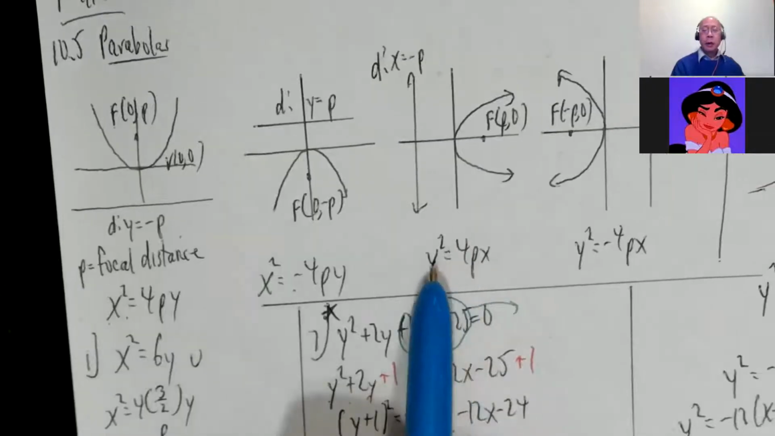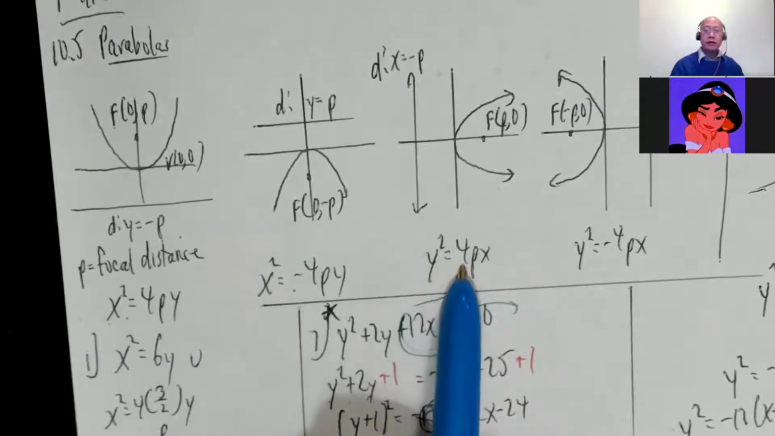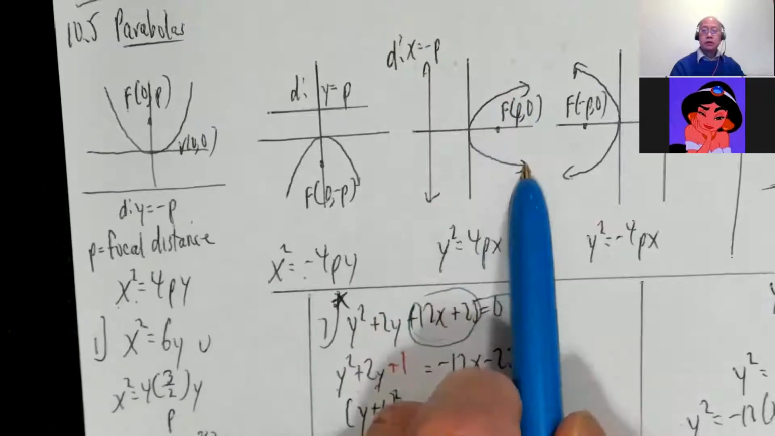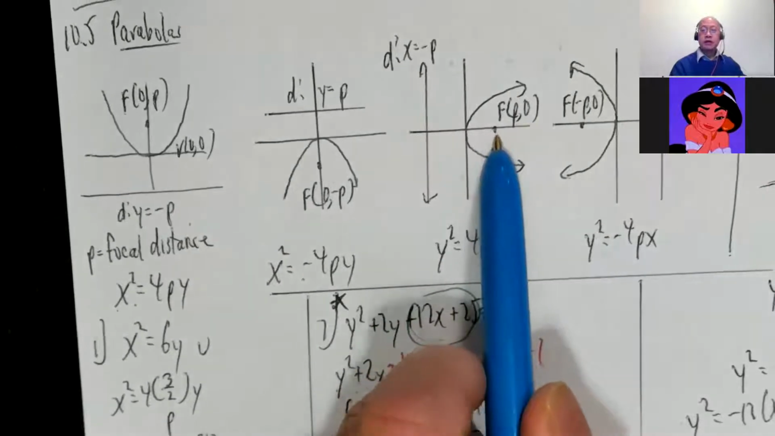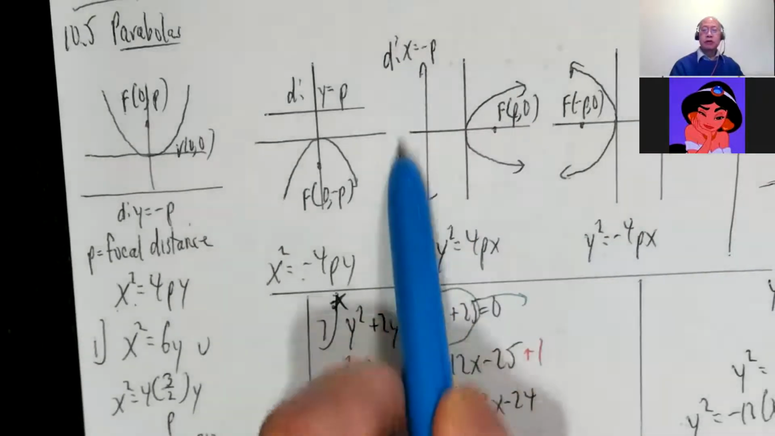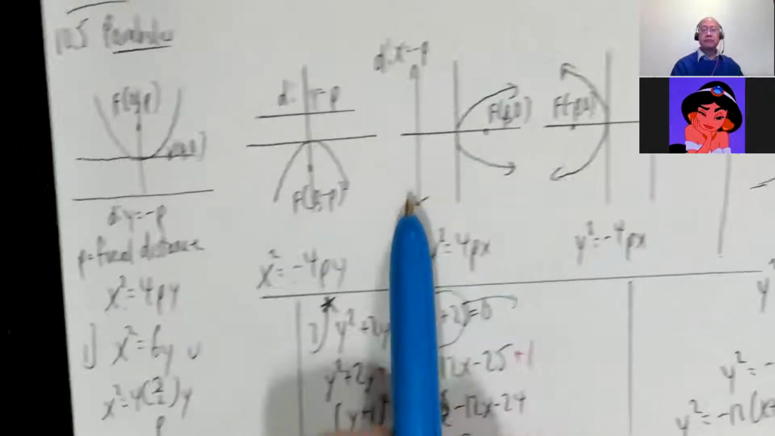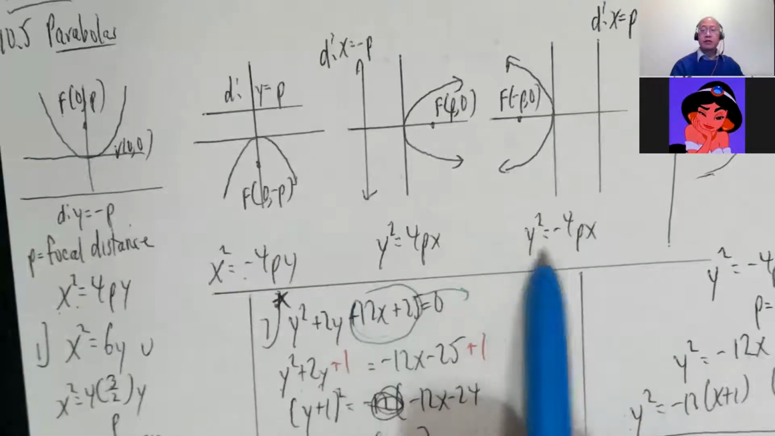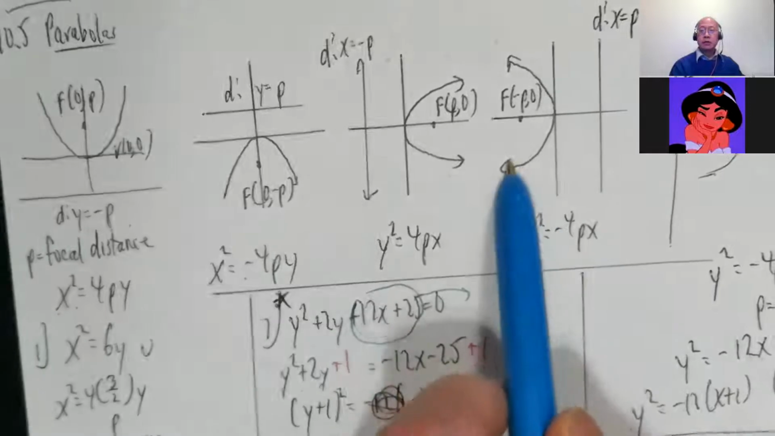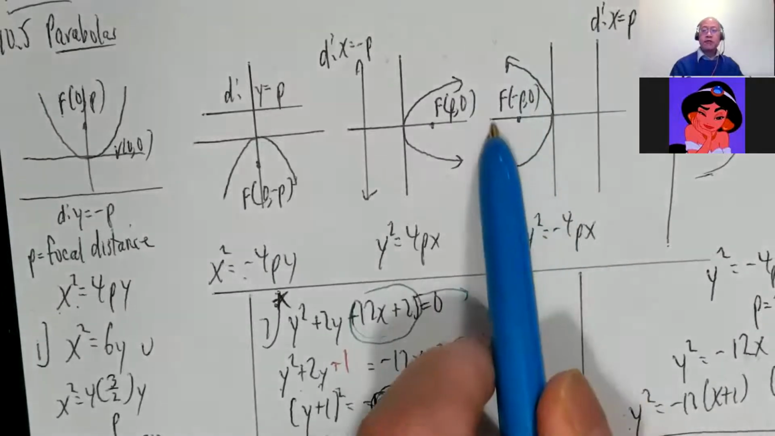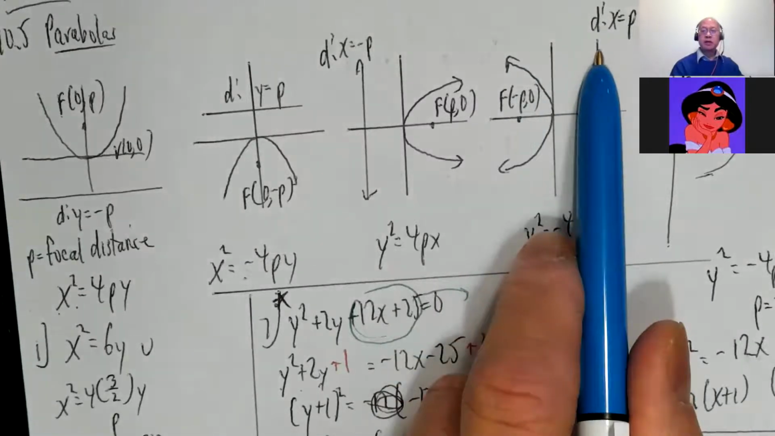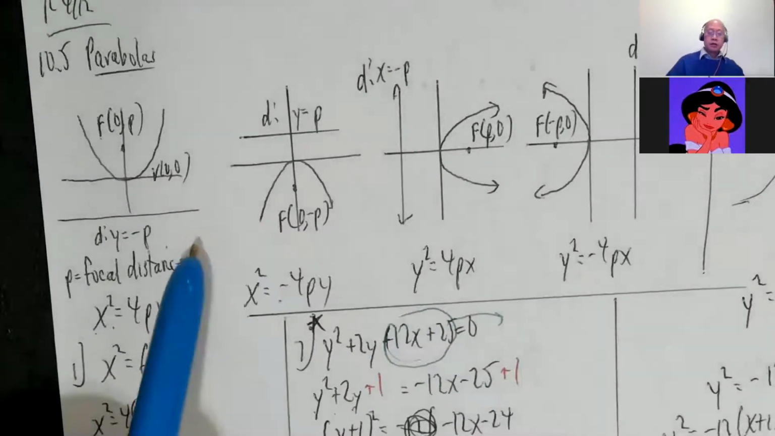Parabola opening to the right, y squared equals 4px. Okay, looks like so. Focus again on the inside, p, 0 is the focus, directrix x equals negative p. And y squared equals negative 4px. It's a parabola opening to the left. Focus is at negative p, 0, directrix is x equals p.